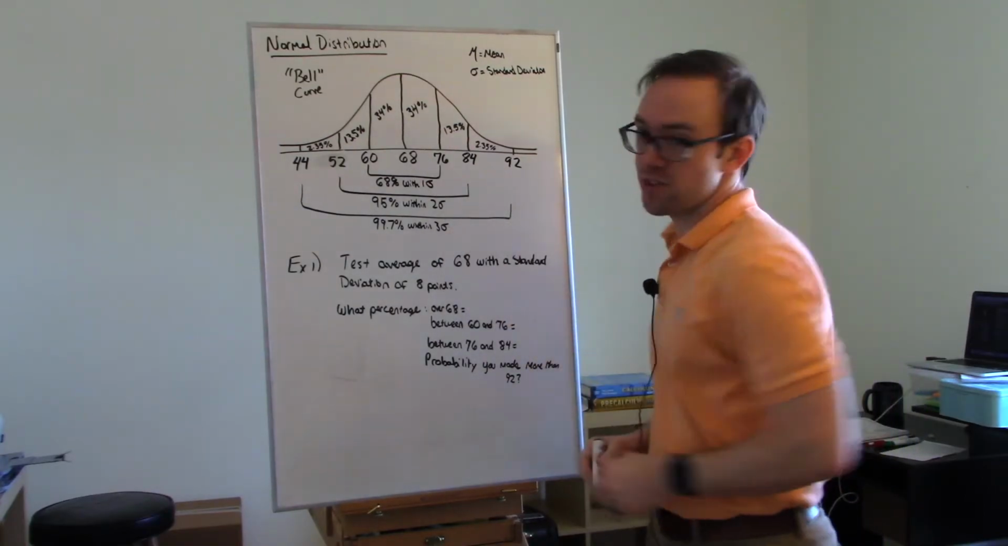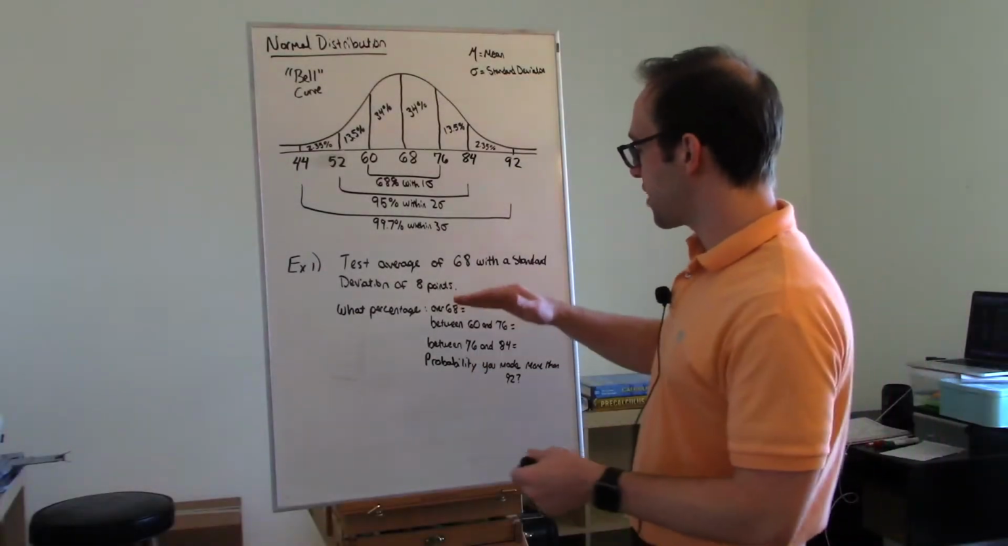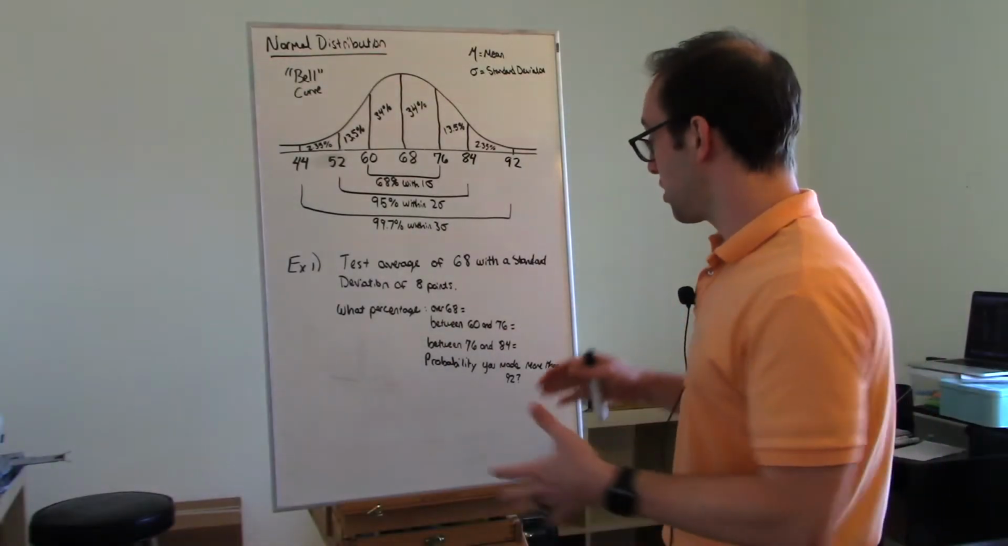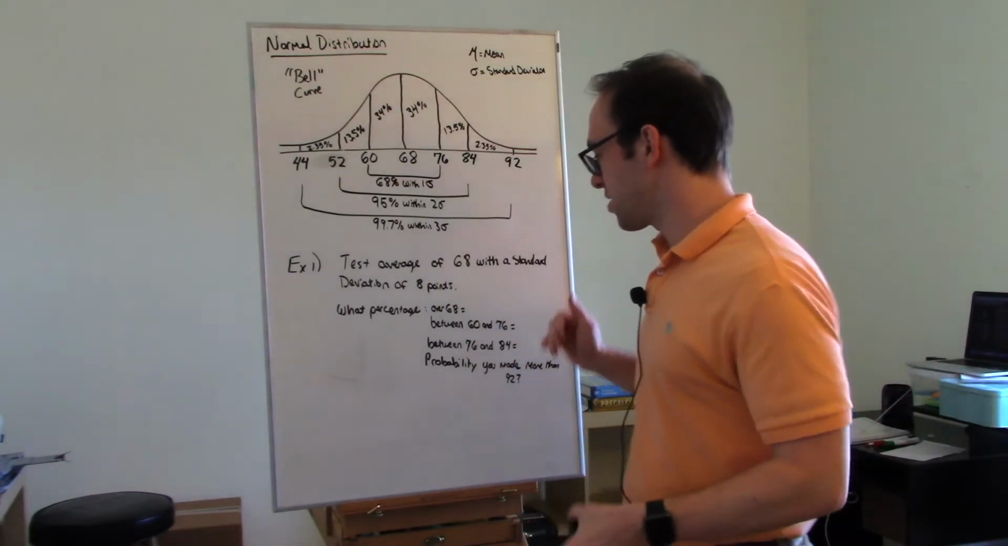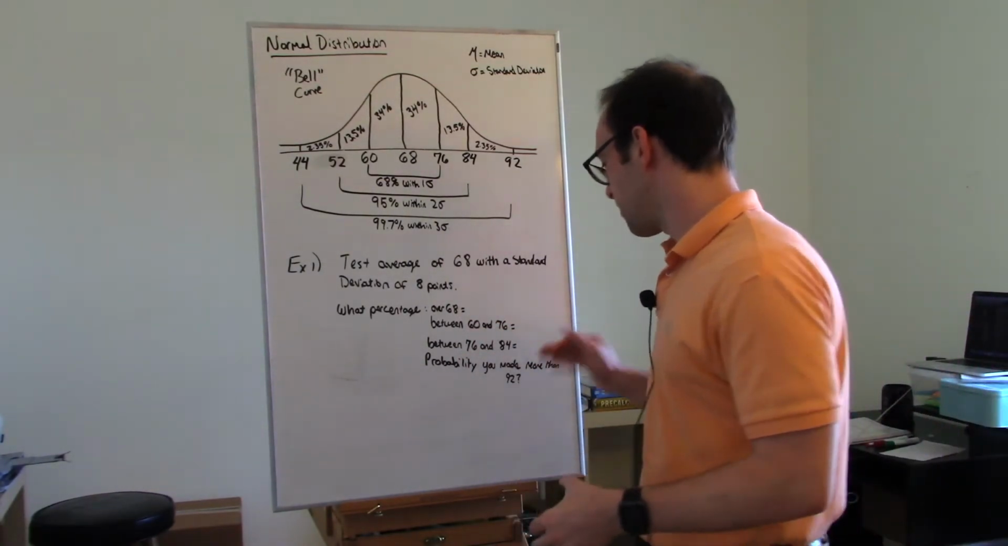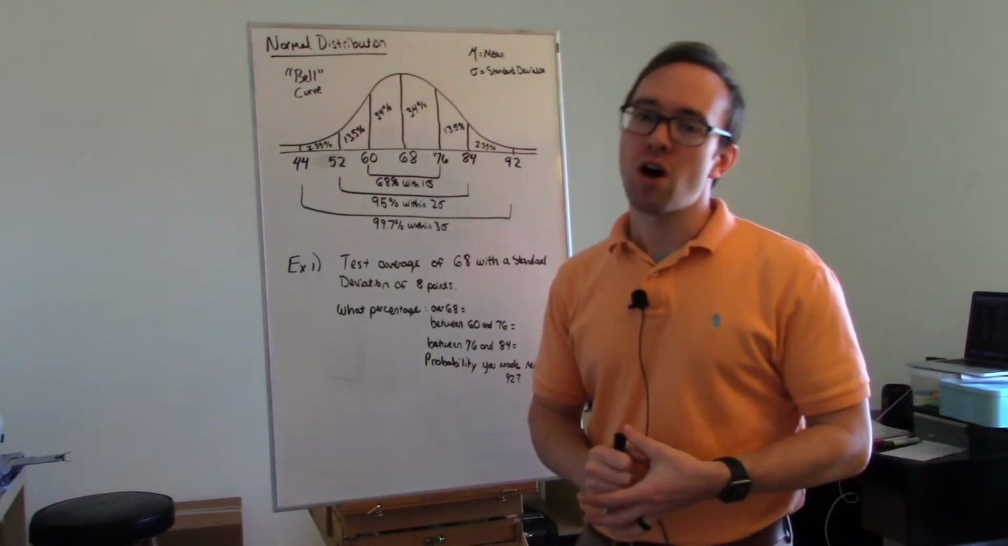All we did was put 68, add 8 going up, subtract 8 going down. Now we have questions that ask, what percentage of students are over the grade of 68? What percentage are between 60 and 76? What percentage are between 76 and 84? And then what is the probability that you made more than a 92 on this test?